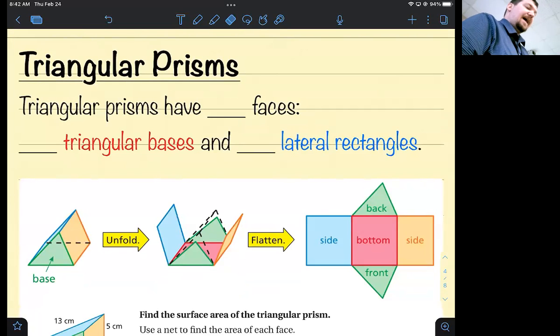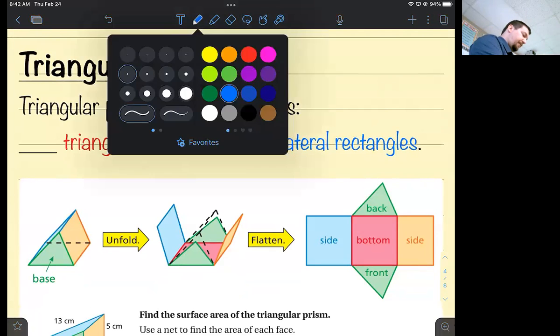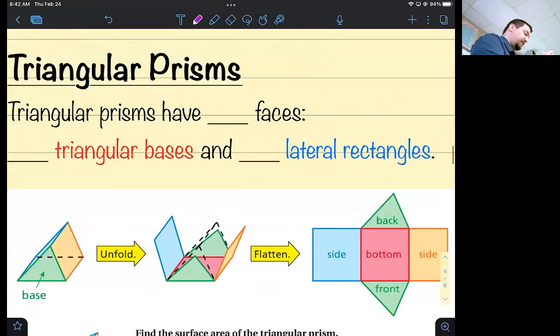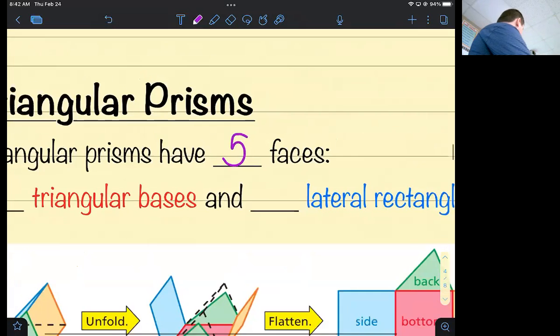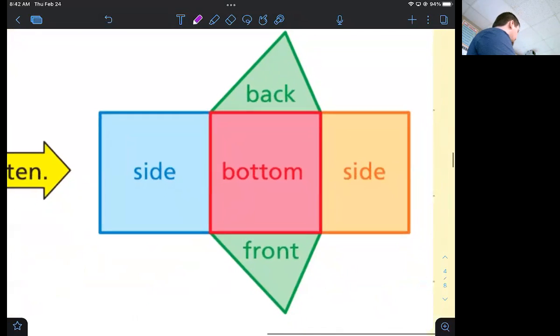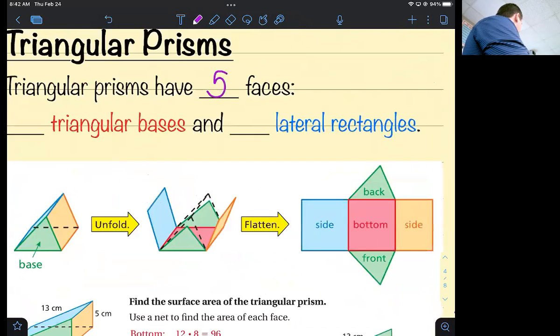Triangular prisms have how many faces? More than 4. They have 5. You can see them, all of them. You can see right there in the net of a triangular prism, kind of looks like a rocket ship, right? Because you got the triangle parts that maybe look like wings. I don't know. So you got 5 faces.